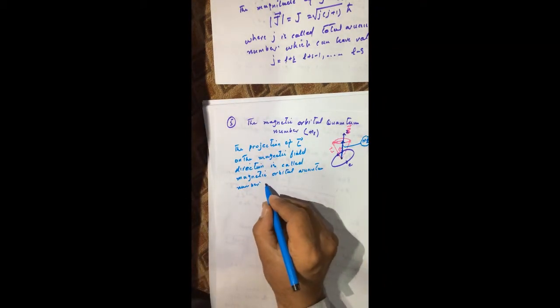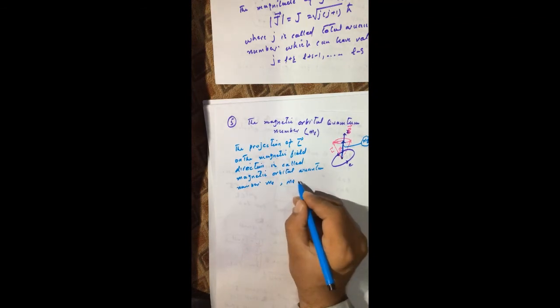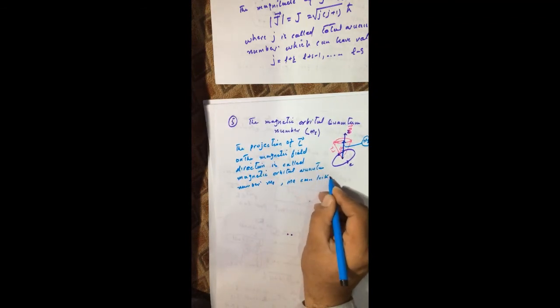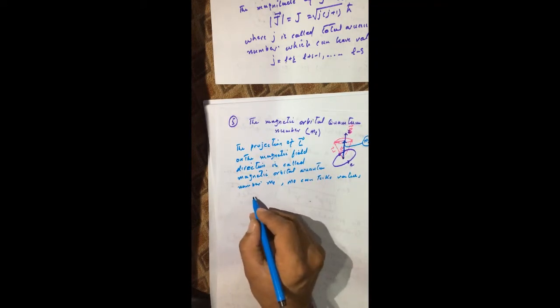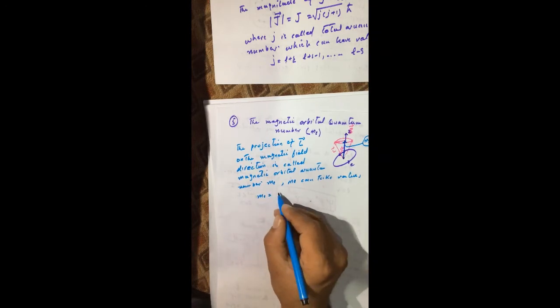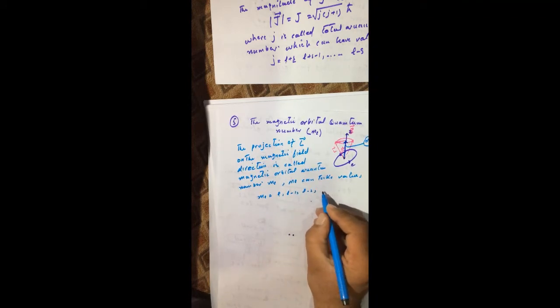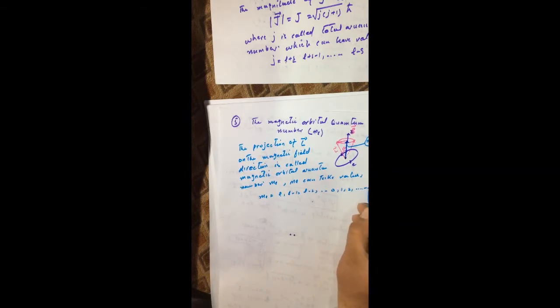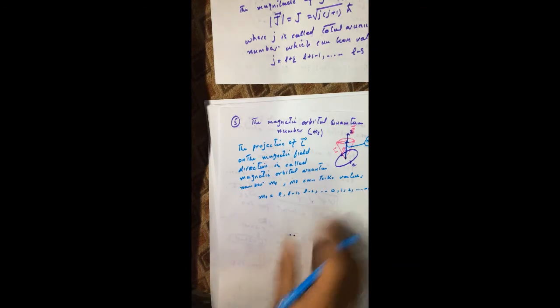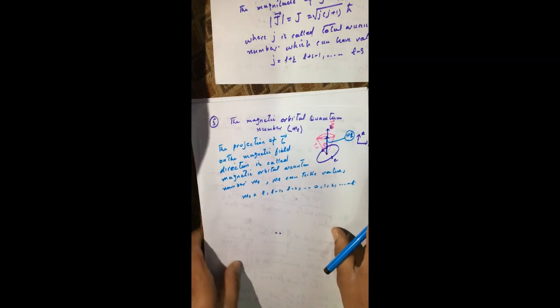And we represent it by this symbol ML. And this ML can take values ML, which are L, L minus 1, L minus 2, down to 0, then 1, 2, and up to minus L. This is the value of this magnetic orbital quantum number.